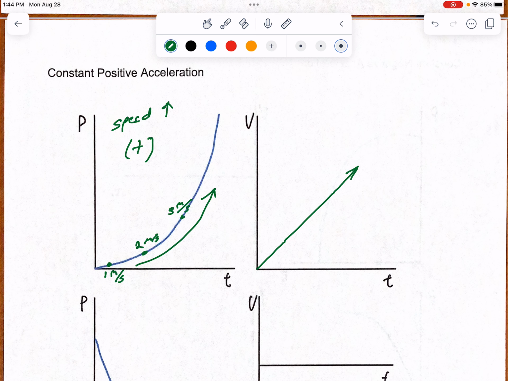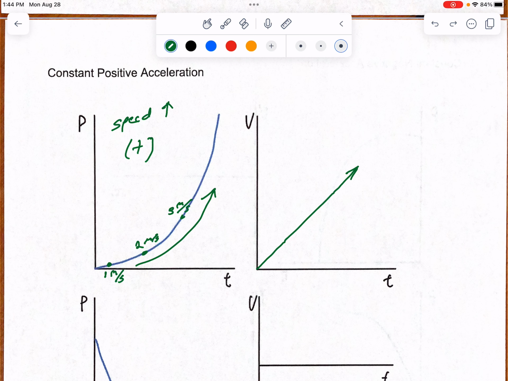Now, for this unit and pretty much for Physics 1, for this physics course, you're not going to see a curved acceleration like that. We're going to assume constant acceleration for now. Okay, so we're not going to get that deep into it. So we're going to assume this is constantly accelerating per unit of time.